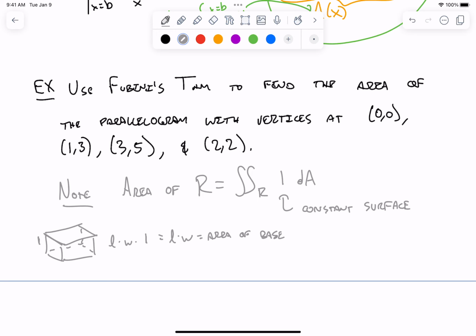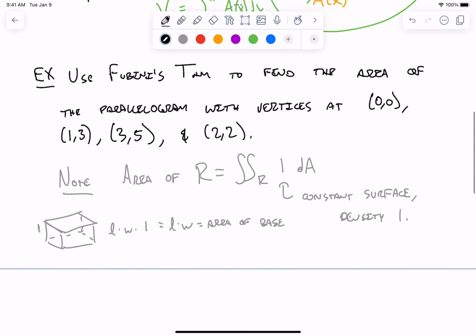Or you can think of it as a density function, density 1. Then if I have density 1, area and mass are the same, right? So you don't have to think of it as a height at all. If you want, you can just think of it as a density, and that keeps the units a little more sound. So that's a note on how we can find an area using Fubini's theorem.